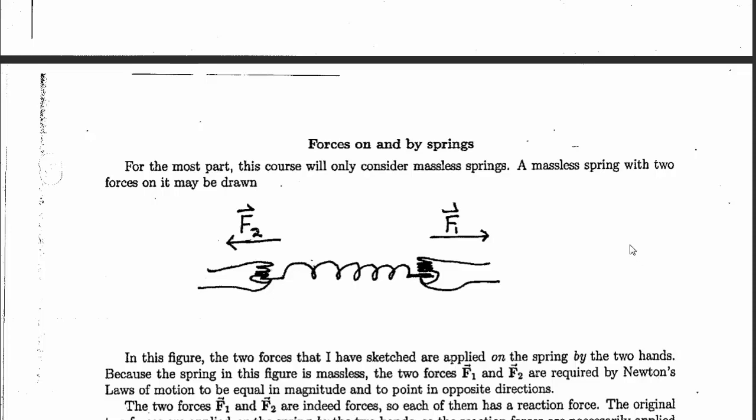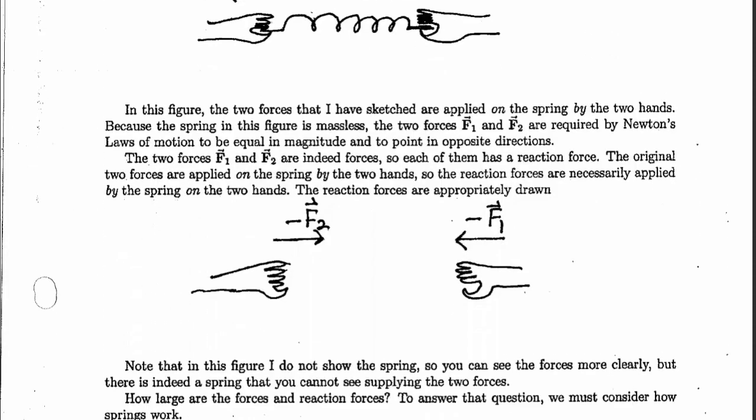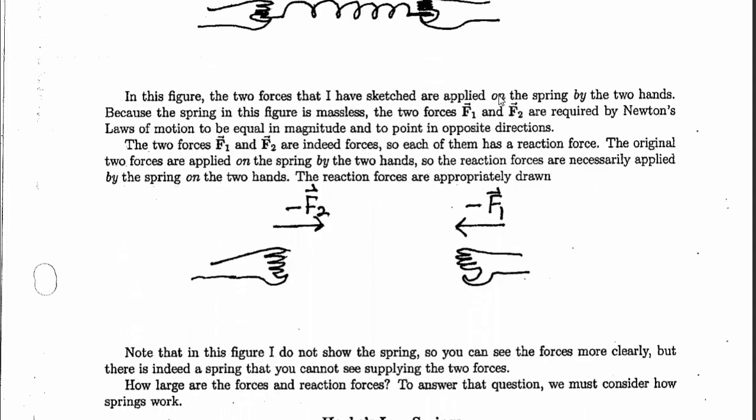Okay, so there are two forces here. Each force must have a reaction force. What are the two reaction forces? Well, the original forces, what were the original forces? The original forces were being applied on the spring by the two hands. The spring is massless, so the two forces happen to be equal. But since the original forces are applied on the spring by the two hands, the reaction forces are necessarily applied by the spring on the two hands.